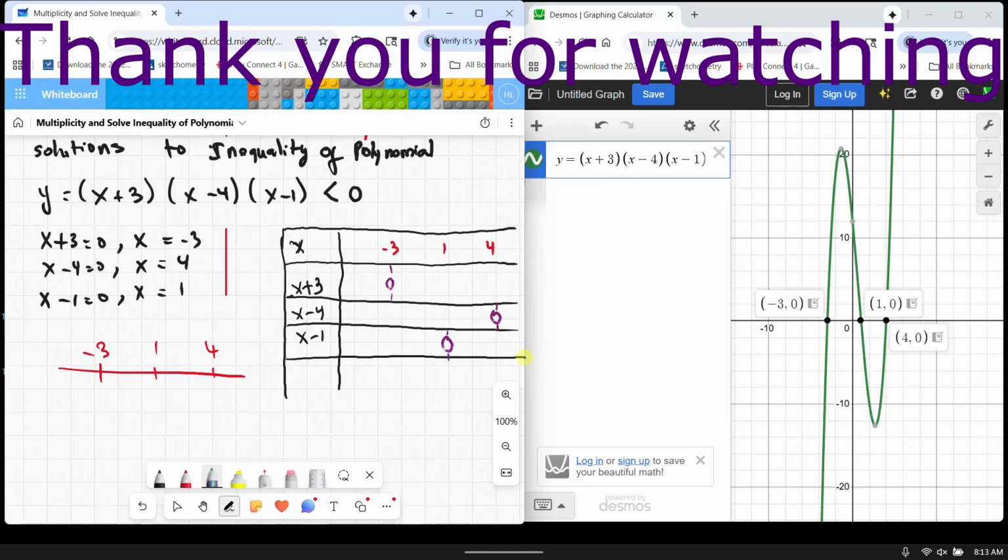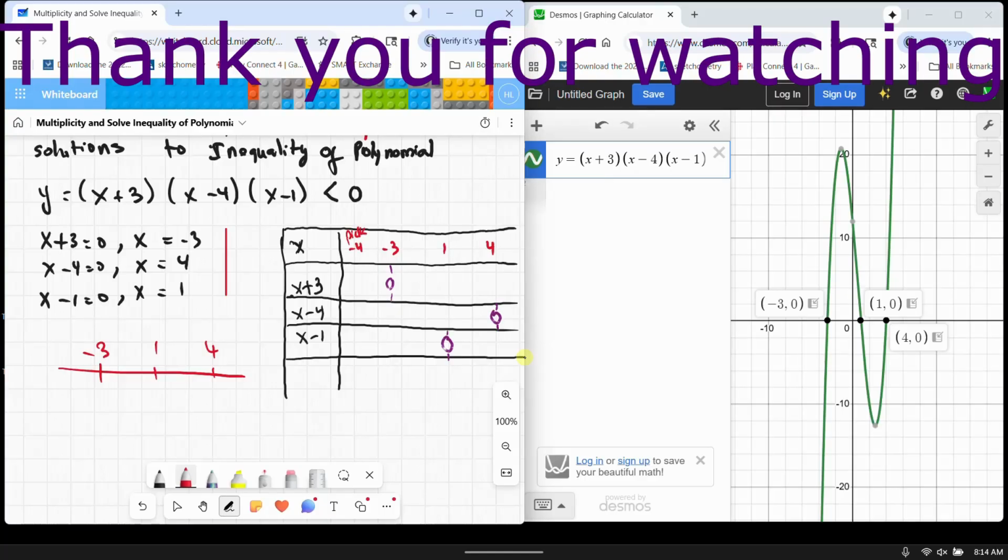So now we want to test it out. We want to test each of the intervals for each of the groups to see if the numbers are negative or positive. So this is the way you test it. You want to pick, let's say, a number smaller than negative 3. Let's say I pick negative 4.